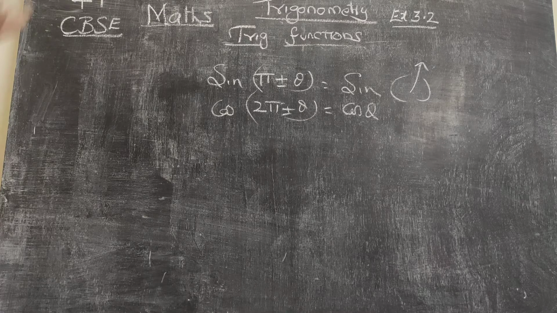If these two things are very clear to you, this is a very simple exercise. To make things easy, I am going to convert any angle in terms of 180 plus or minus, 360 plus or minus, and avoid odd multiples of 90 degrees, that is pi by 2.